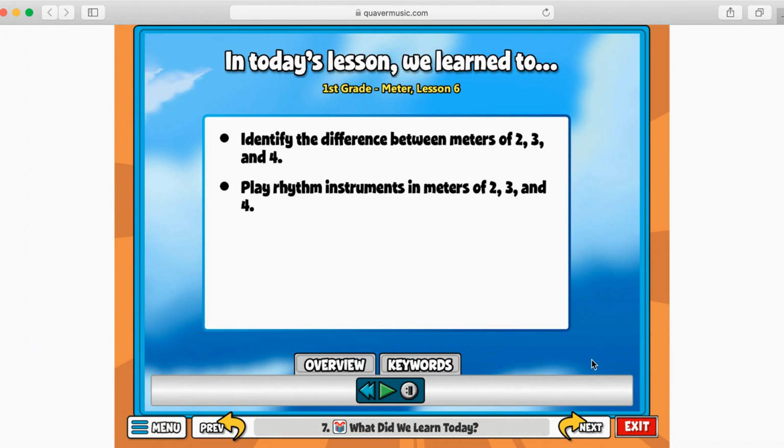So let's review what we learned today. In today's lesson, we learned to identify the difference between meters of 2, 3, and 4. And we also learned to play body rhythm in meters of 2, 3, and 4.